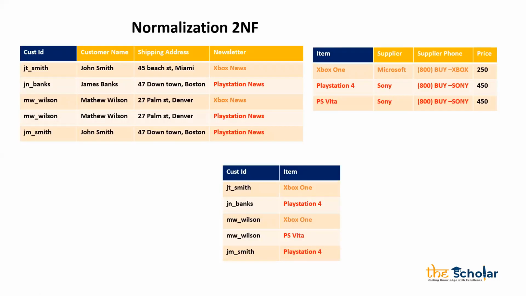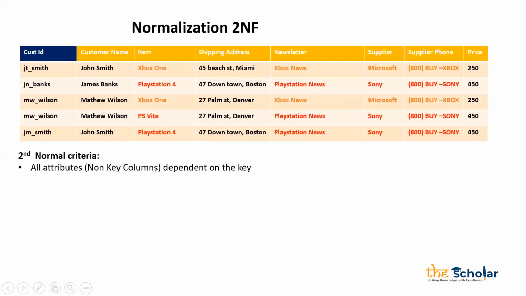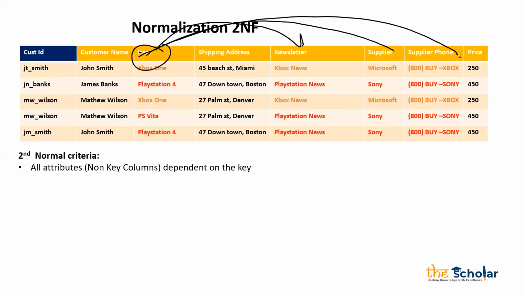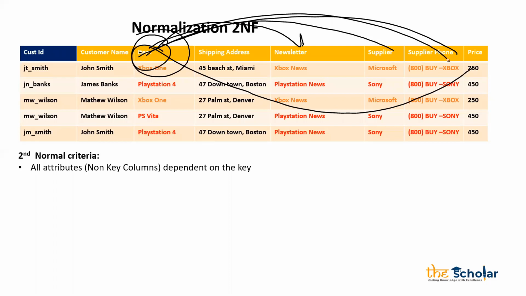Now we have to convert into third normal form. So one more thing I want to highlight here, this type of dependency which I have, right? From the non-key, I'm able to identify the supplier, the supplier phone number, the price, right? From the non-key. So this type of dependency is known as functional dependency.